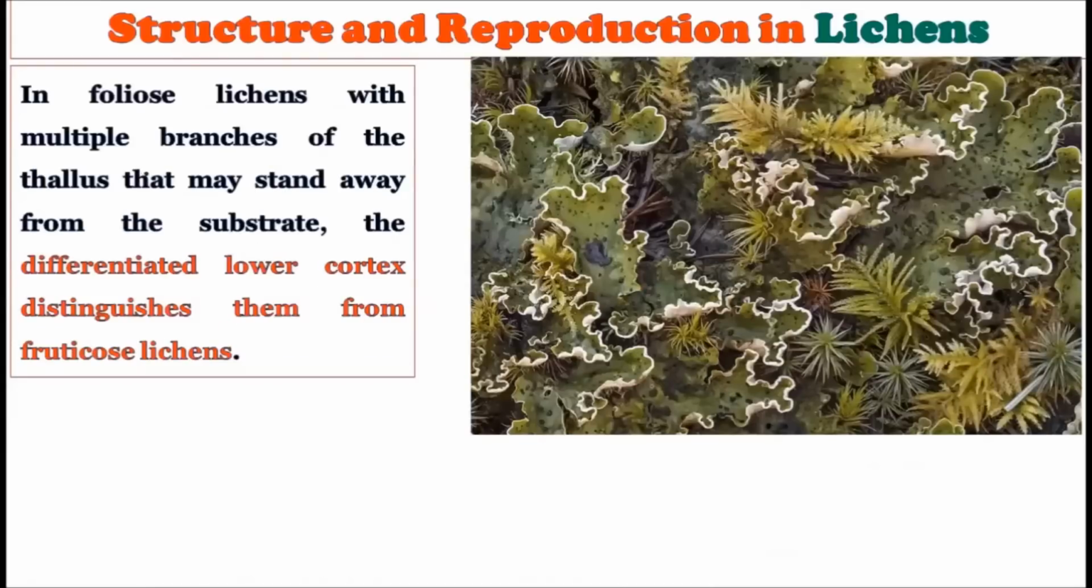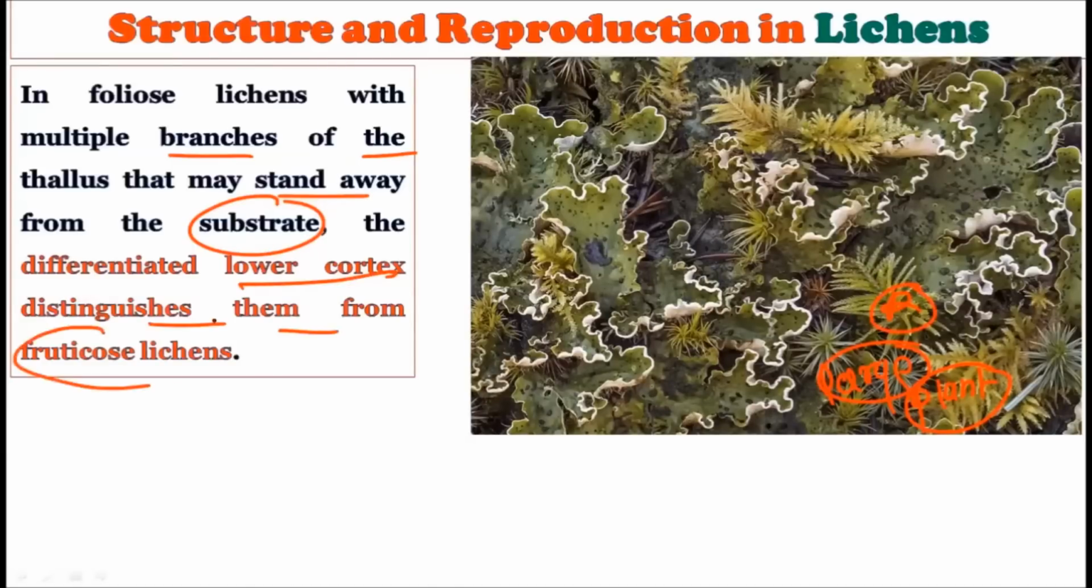Now consider the Foliose lichen with multiple branches of the thallus that may stand away from the substrate. Of course, they have this remarkable ability. Observe this particular picture. It looks like a large plant, because the branches are coming out of the substratum. They are not attached to the substratum. What they use for attaching to the substratum is the rhizines. And the very much differentiated lower cortex distinguishes them from the Fruticose lichen.